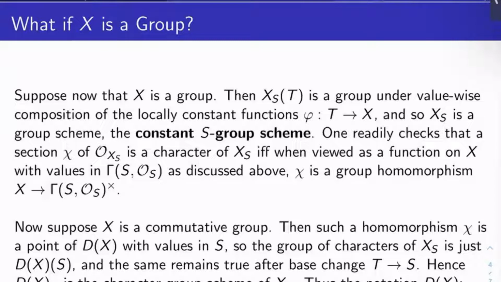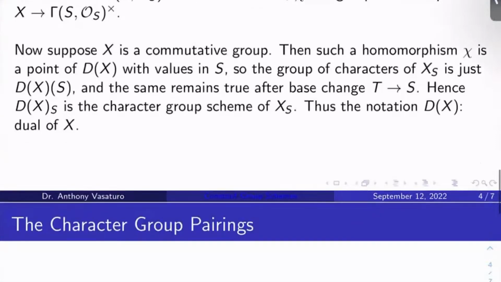Okay, and you can readily check then that a section chi of the structure sheaf on x sub S is a character of x sub S, which was discussed last video, if and only if, when viewed as a function on x with values in the global sections on S, like we talked about above, chi is actually a group homomorphism from x to the invertible elements of the global sections on S. So not just a map from x to global sections, but a group homomorphism. All right, so now what if x is not just a group, but a commutative group?